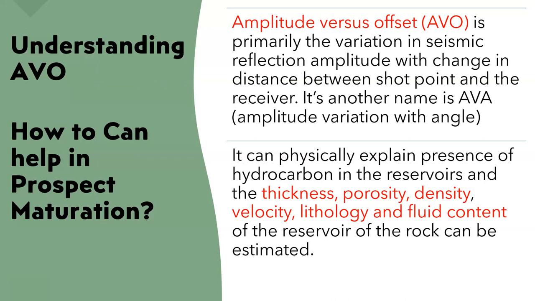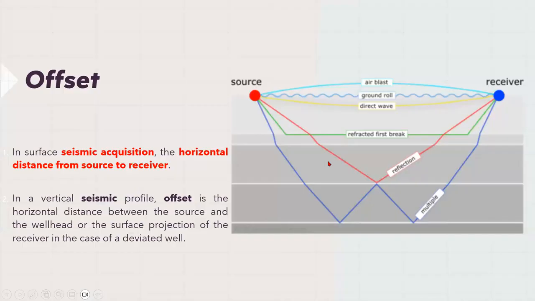The beauty of AVO is that it can physically explain the presence of hydrocarbon in the reservoir. Using AVO you can also understand the thickness of the reservoir, the porosity of the reservoir rock, the density, velocity, lithology, and the fluid contact of the reservoir, and these can be estimated using AVO. Because this workshop is very basic, I just introduce it as well.